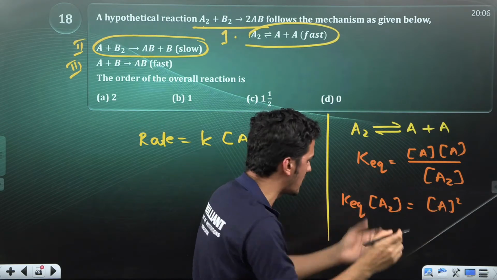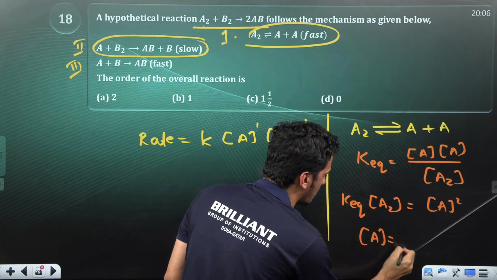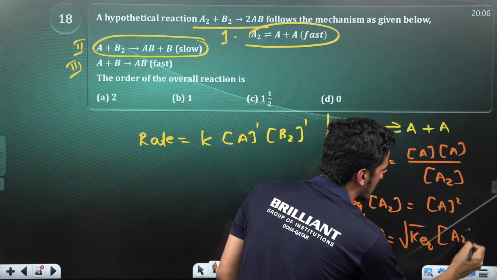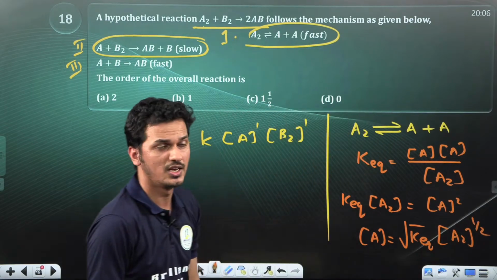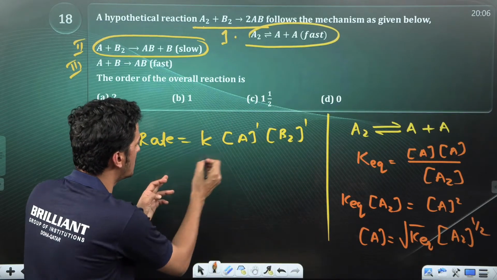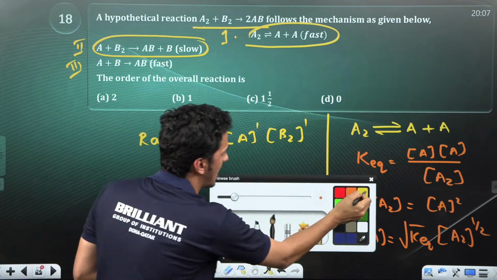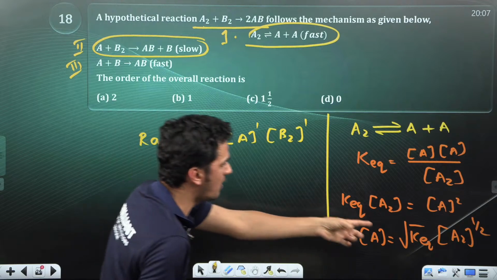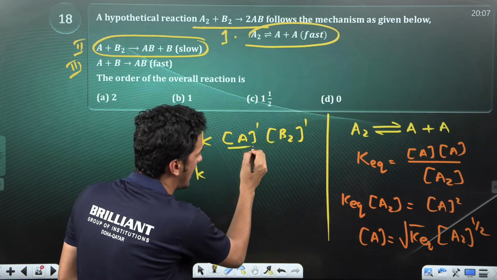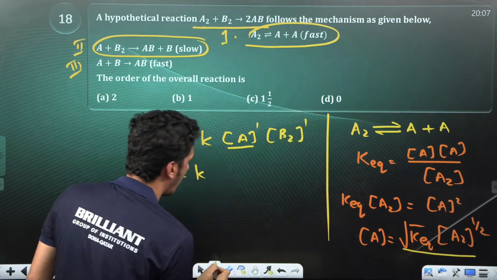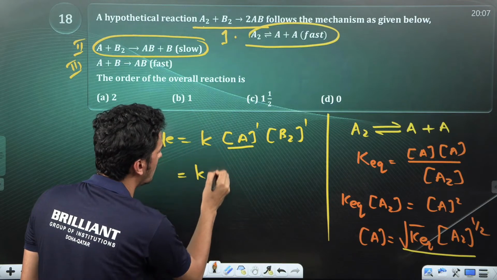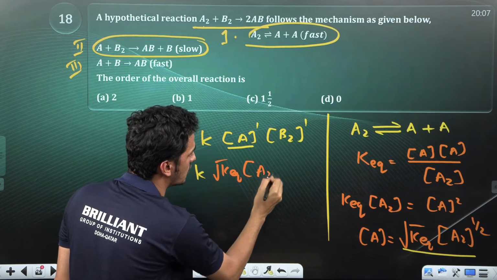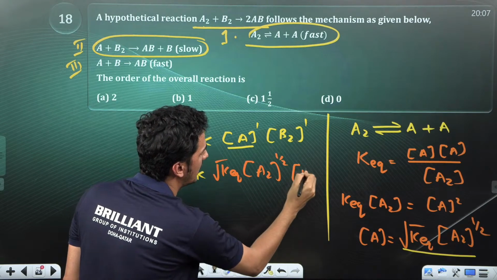Now I need only the concentration of A. So concentration of A equals root of K_eq into concentration of A2, raised to what? 1 by 2 will come. Now what am I going to do? I am going to substitute. Here K is there as such. And instead of concentration of A, I am going to substitute this value. What value? This one, root of K_eq into concentration of A2 raised to 1 by 2, into B2.